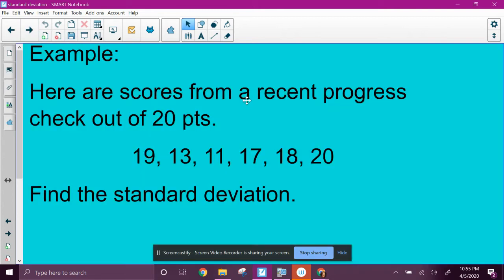So let's look at an example problem. Say we had a recent progress check and it was 20 points and these were the scores. So somebody made a 19, somebody made a 12, somebody made an 11, 16, 18, and somebody made perfect. So we want to find the standard deviation.